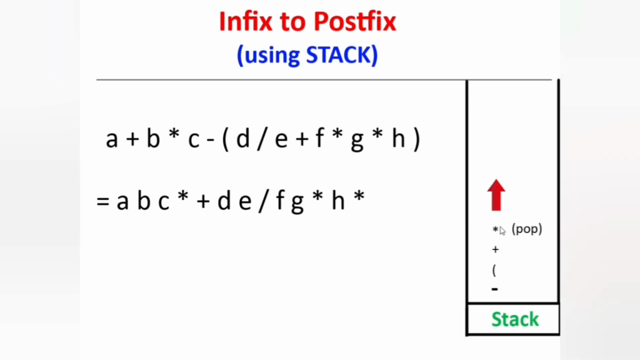First, after the bracket, which one is at the top? That is the multiplication. So multiplication is first popped out and placed here. Then next is plus. Plus is popped out and placed into the expression. Then the bracket is over. Of course, we do not put brackets into the expression. Last one left is the minus.